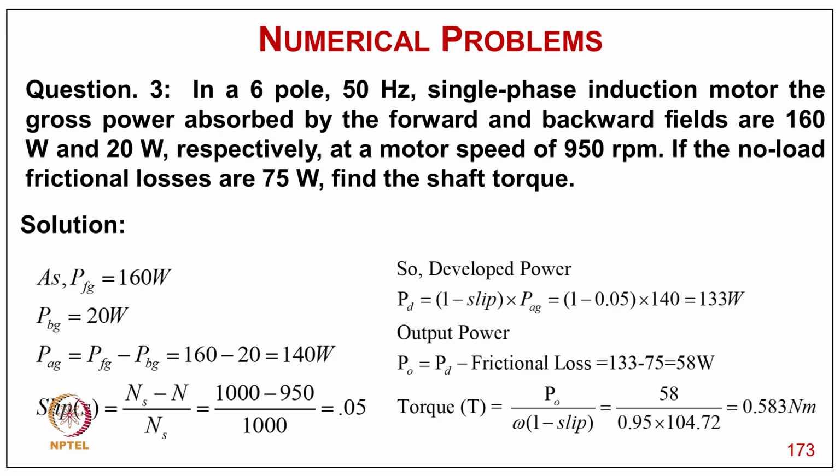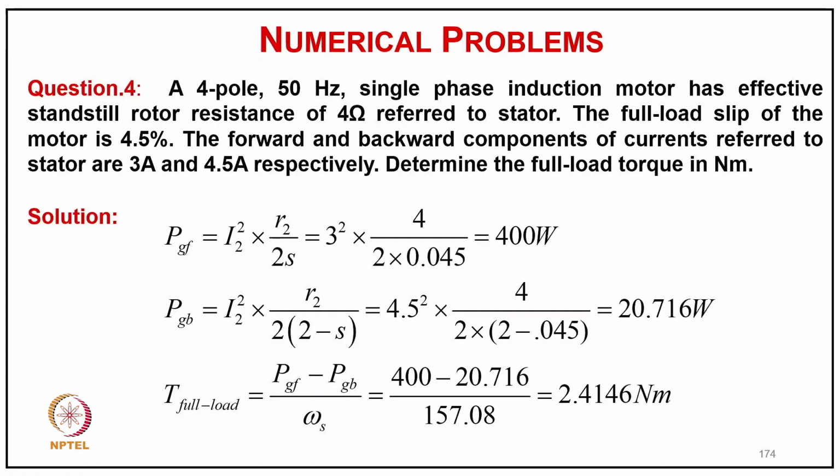So as given, PGF is 160 and PGB is 20. So PGF minus PGB is 140, and the slip for this motor comes to about 0.05 by formula. The developed power PD equals (1 minus slip) into Pg, that comes to 133 watt. Output power is PD minus friction loss, it comes 133 minus 75, which is 58 watt, and torque produced is P over ω(1 minus slip), so it comes to 0.583 Newton meter.